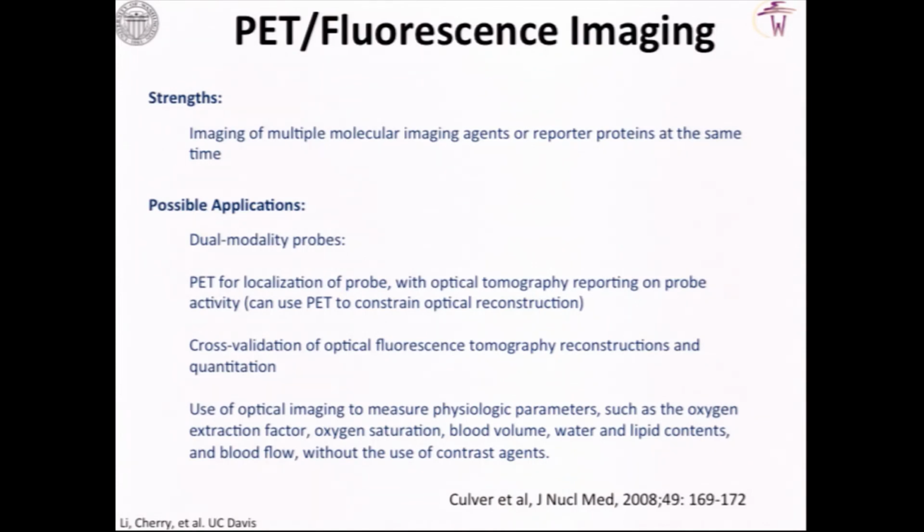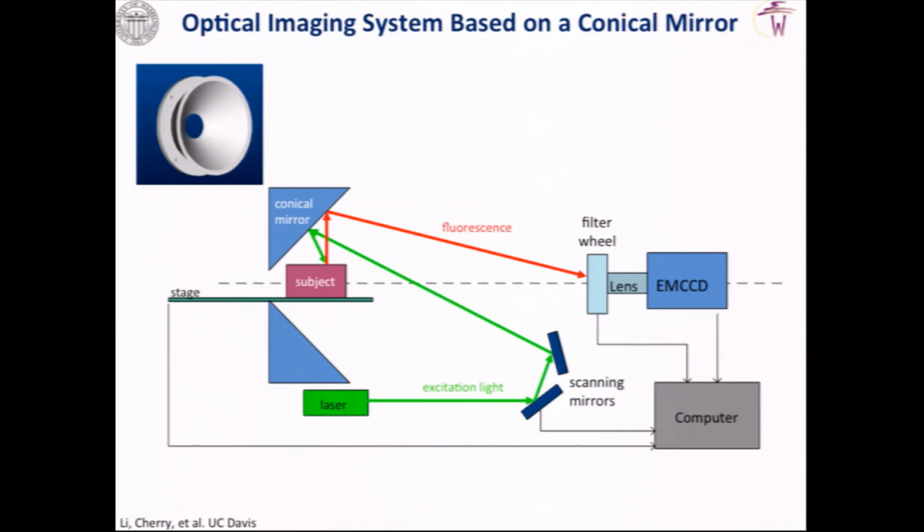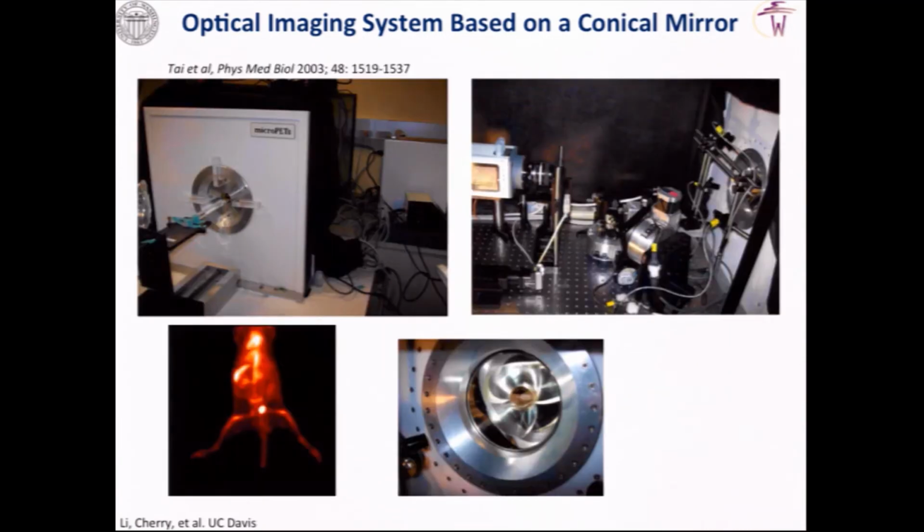The final thing I'm going to talk about is PET fluorescence imaging. Again, this is something that's going to be talked about here at the meeting. The strength of this is you can image multiple molecular imaging agents or reporter proteins at the same time. There are a number of different application areas that this could be used for. Here, they're combining fluorescent imaging with PET imaging. For the fluorescent imaging, you have a laser that excites the subject, and they look at the fluorescent signal that comes off. You also have another laser setup for, I think, calibrating the system.